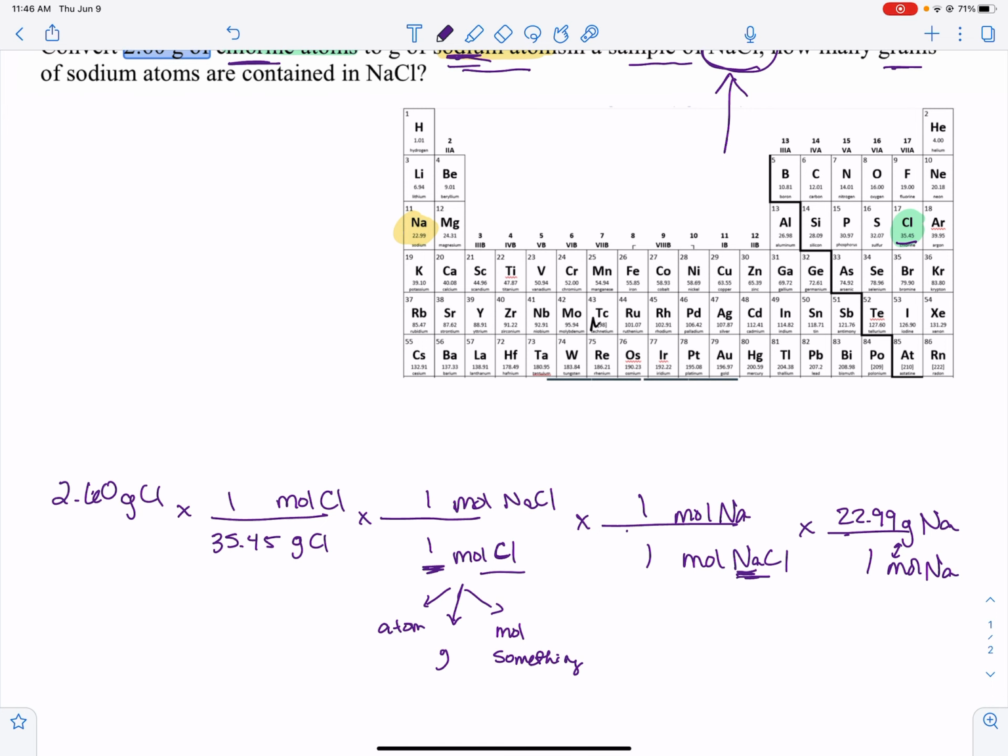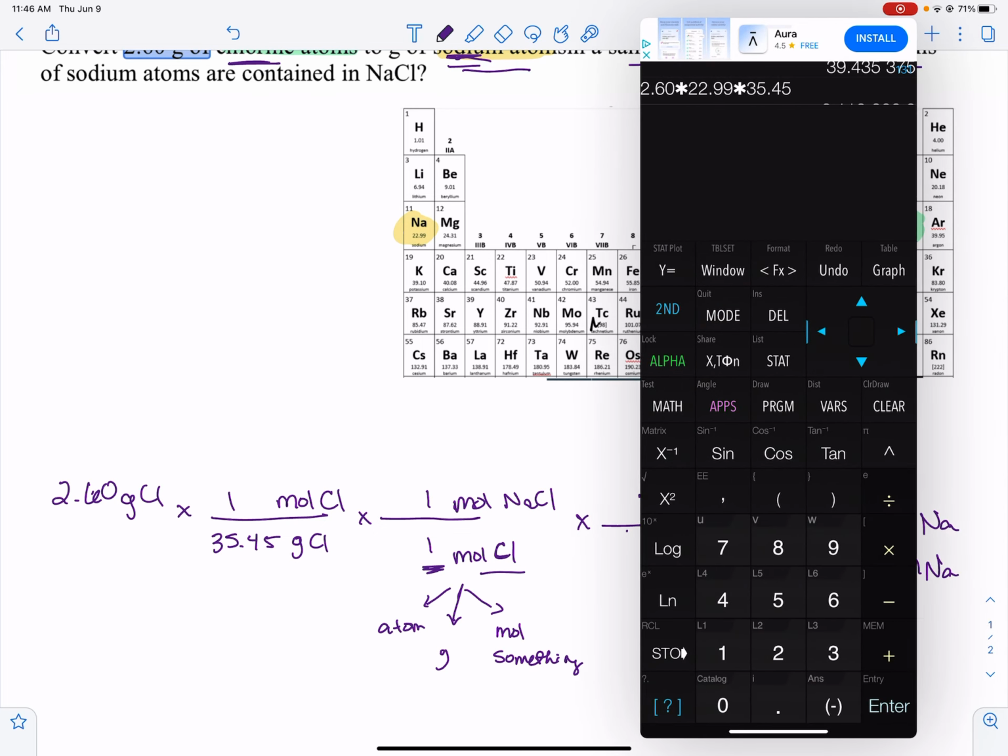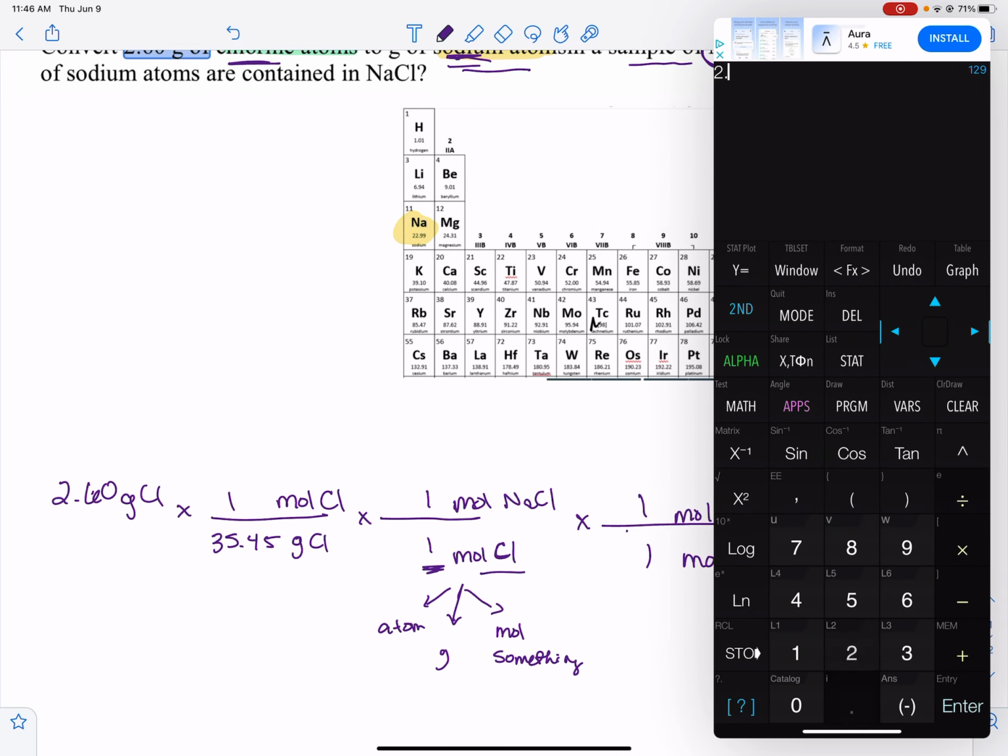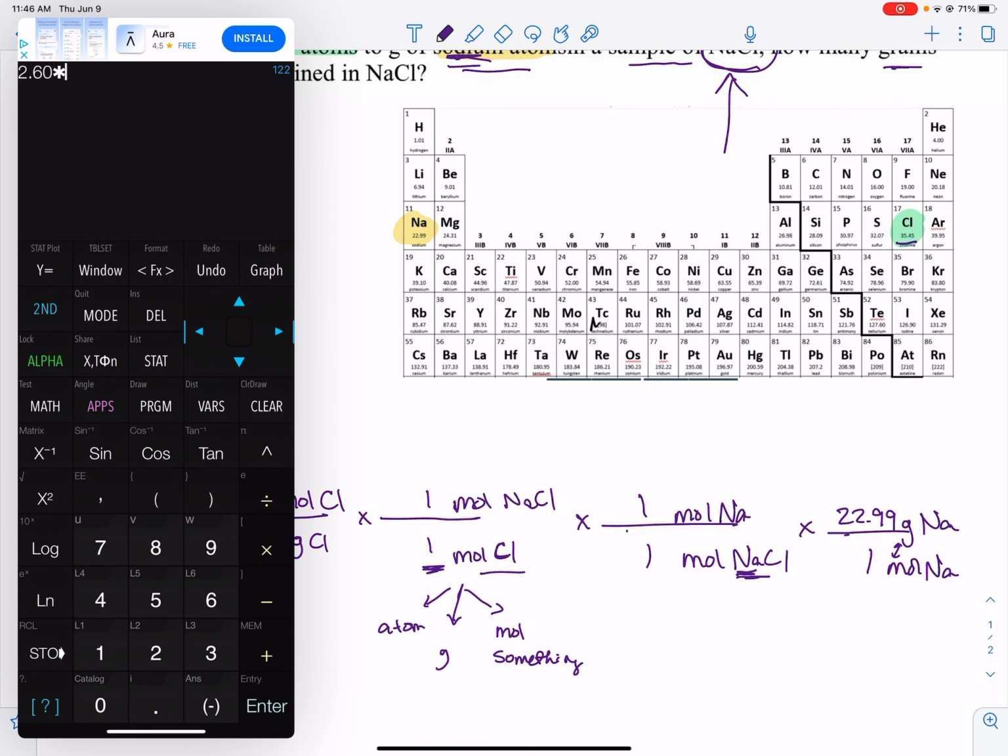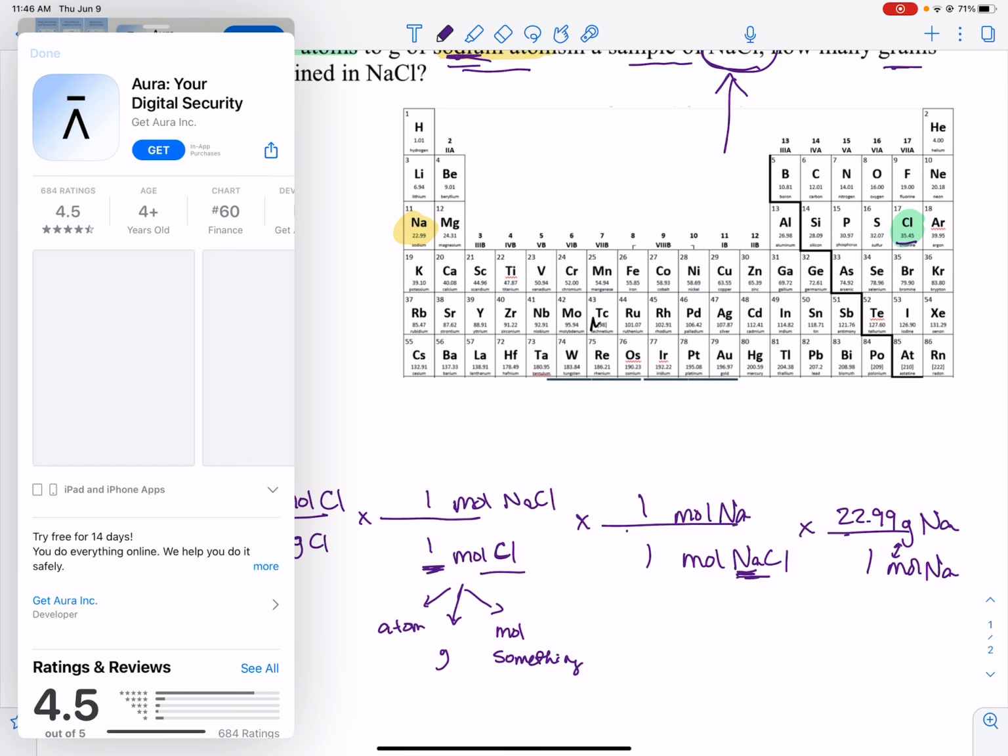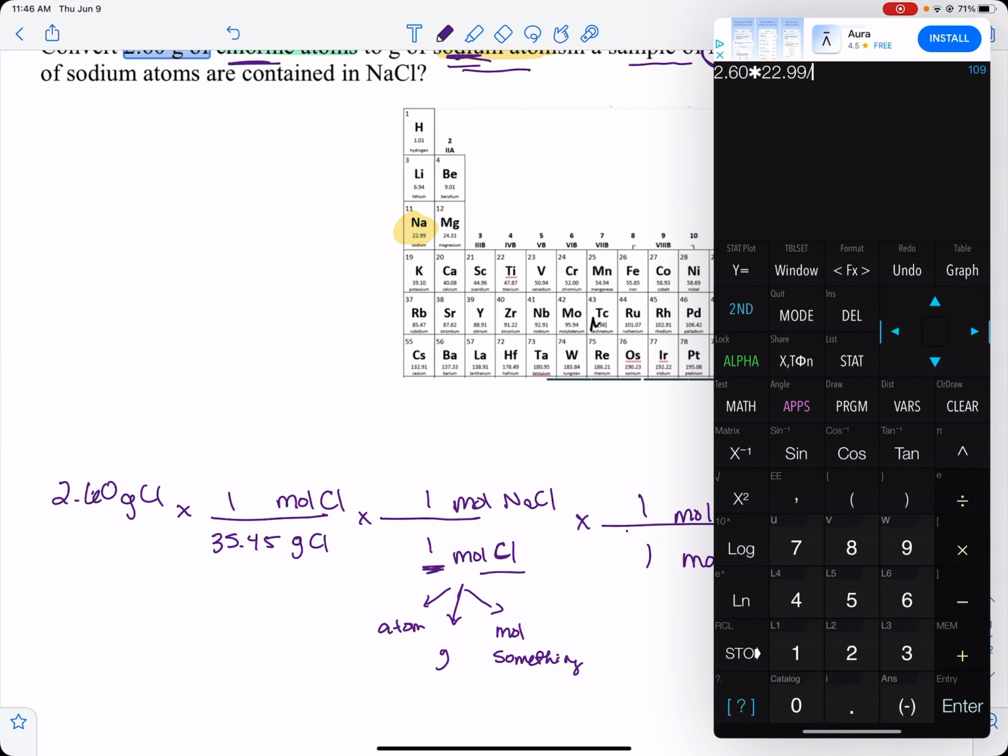So now I just have to get out my calculator, bring it over, and I'm going to put in 2.60 times, and I could put these ones in, times 1, times 1, times 1, that's fine, but you don't have to. And then I'm going to put 22.99 divided by, going back over here, notice I don't have anything on the bottom besides 1s over there. 35.45. And again, you can put the divided by 1s, it's not going to make a difference.